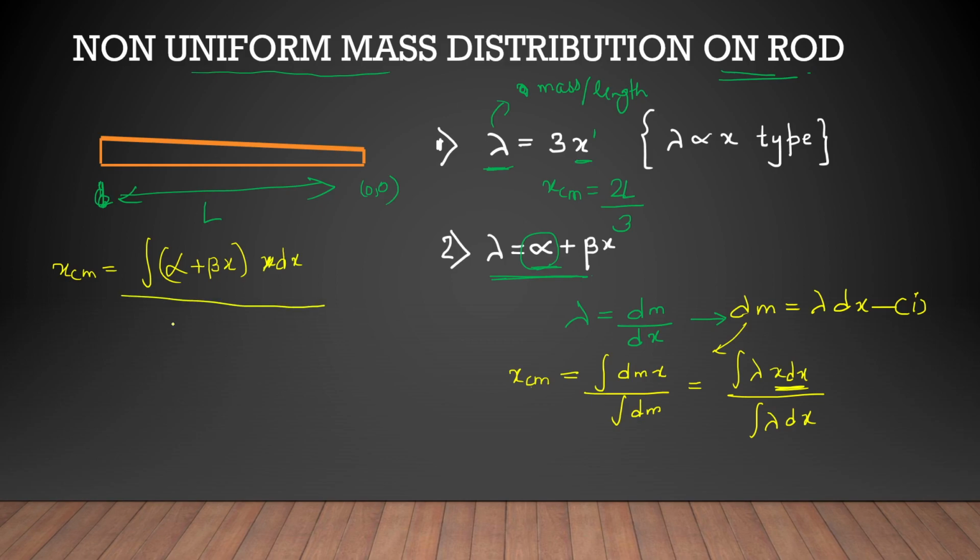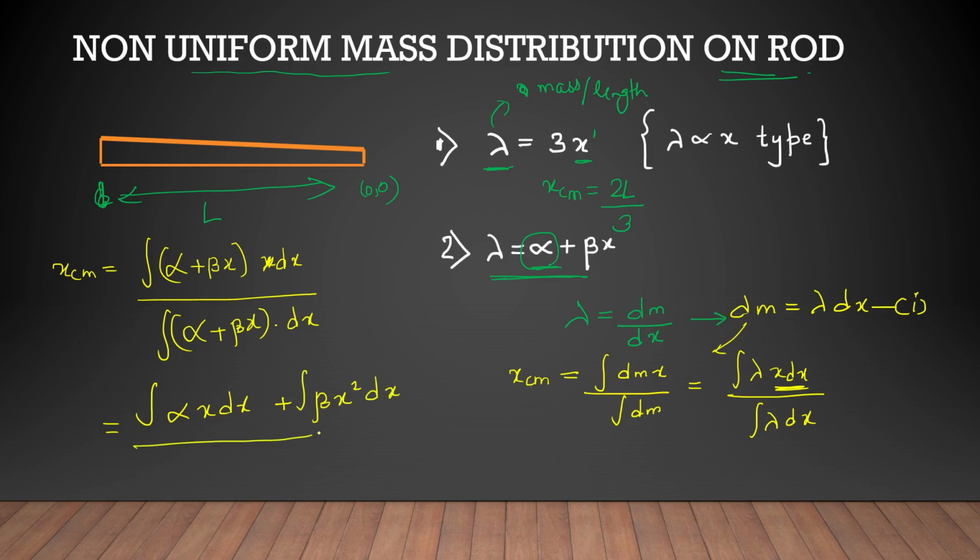And we divide it by integral of again alpha plus beta x, that is lambda, multiplied by dx. Then we open up the bracket, that is alpha x dx, integrated separately, beta x square dx, again integrated separately. In the denominator, similar thing happens, integration of alpha dx plus integration of beta x dx. Your basic integration is going to be used, so we are just going to integrate.